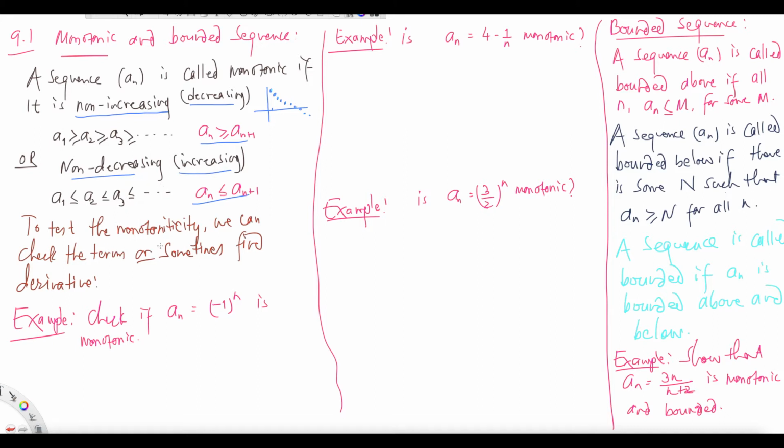To test monotonicity, we can check the terms. You can just find the value of each term and see if it is increasing or decreasing, okay? Or sometimes we find the derivative. That might be shorter sometimes, okay?